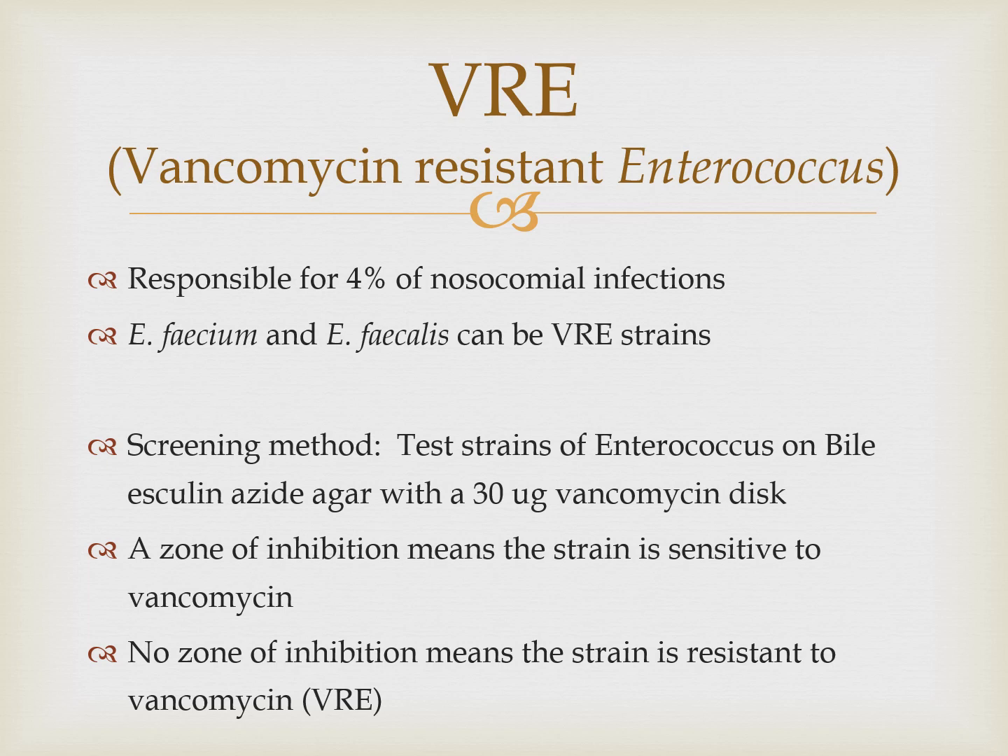Now, if we want to test our enterococcus to see if it's a VRE, we can put it on a bile-esculin azide agar with 30 micrograms of vancomycin. If you have a zone of inhibition, it means the strain is sensitive to vanco, but no zone of inhibition means that your strain is resistant to vancomycin. Okay, we can also do a vancomycin MIC, and we can do intrinsic resistance tests, but those are just a few ways that we can help to identify vanco-resistant enterococcus.